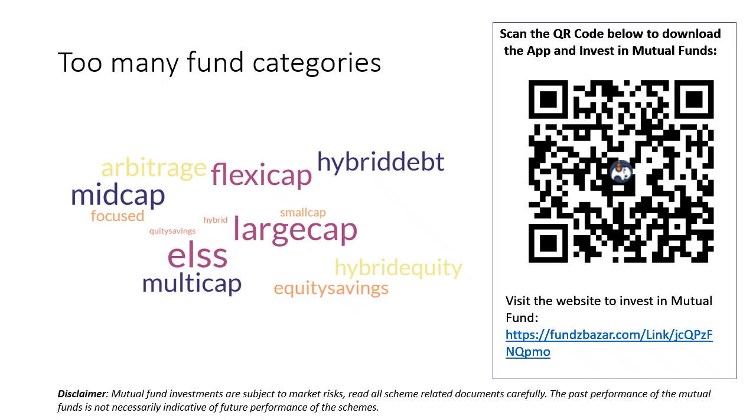Right. So whenever a new investor comes into the market, the first problem that they face is the explosion of fund categories, right? So when you go to a mutual fund company website, most of them have around 50 to 60 different types of schemes. There's flexi cap, there's arbitrage fund, there's hybrid debt, mid cap, focused, large cap, ELSS, multi cap. So what are these different types of schemes?